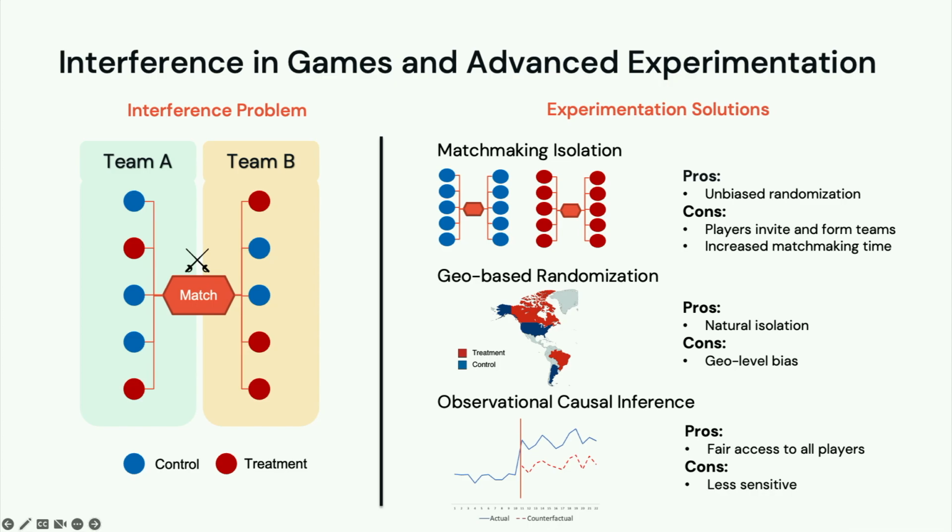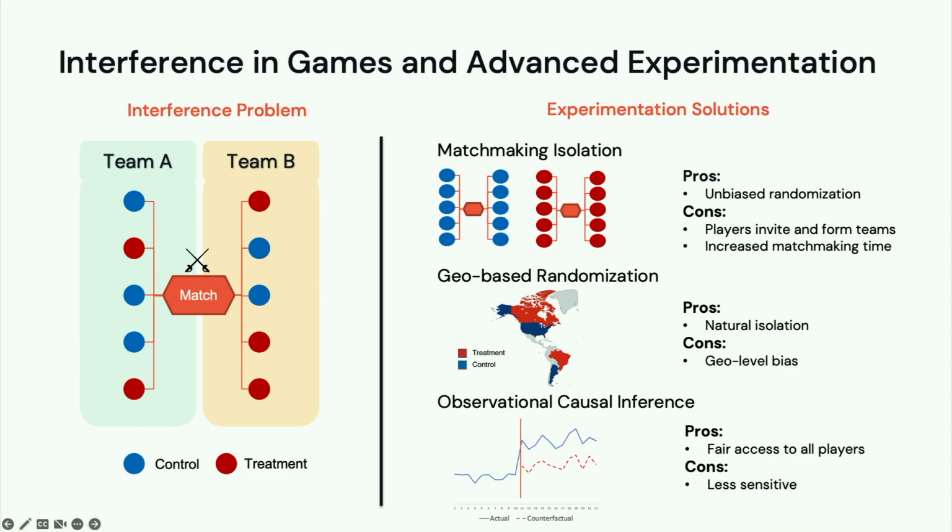We can either do a matchmaking isolation, which means for treatment and control, we will match those users within their group, so they will never meet each other. However, players, especially social players, will invite their friends to join their teams proactively. So this will break our matchmaking algorithm for the randomization. So this does not work.